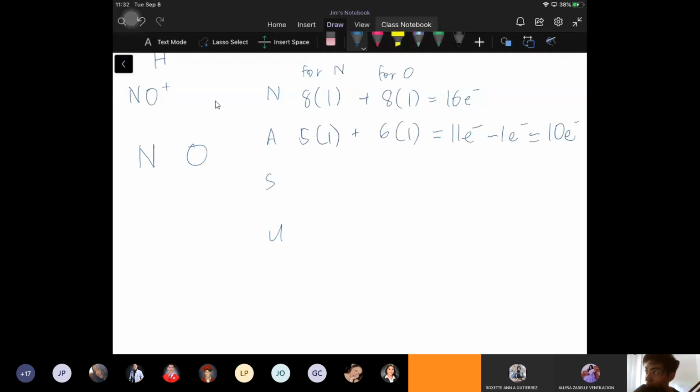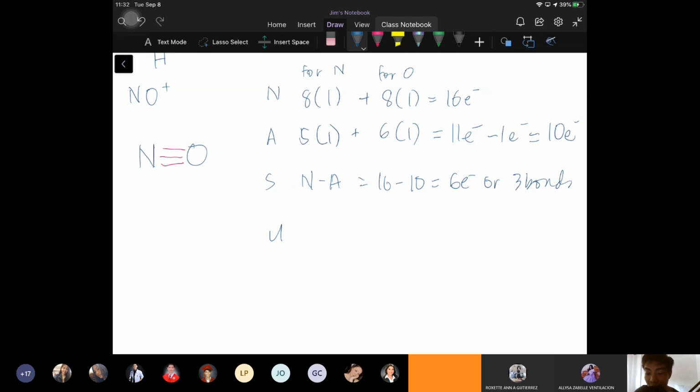Okay? So yan. S, shared. Again, the formula for shared is N minus A. So that's 16 minus 10, 6 electrons or 3 bonds. No? So that means between nitrogen and oxygen, there are 3 bonds. So saan ko sila ilalagay? Between them lang. Bawal ilagay dun ha, kasi walang atom sa kabilang side. Okay?